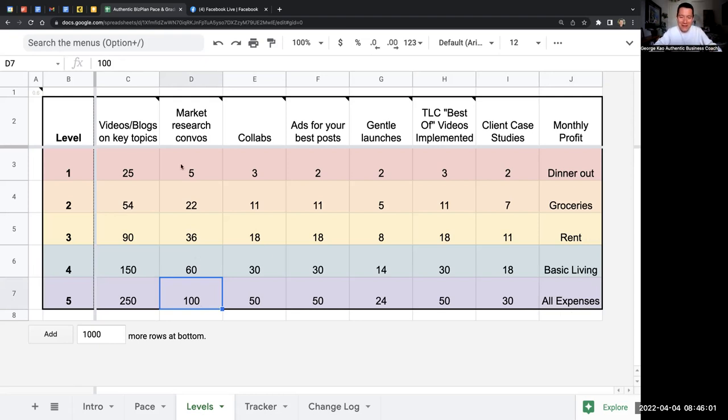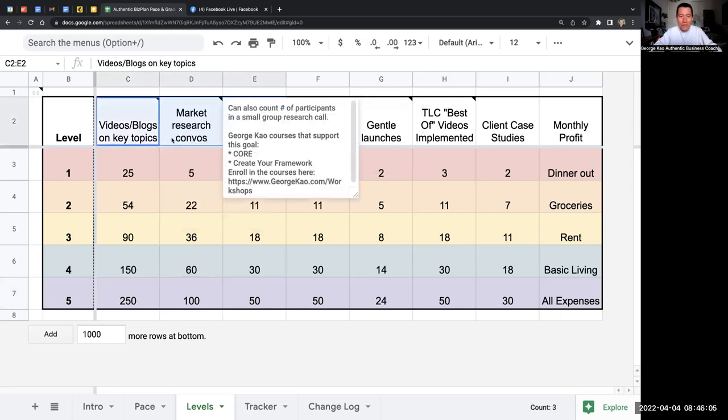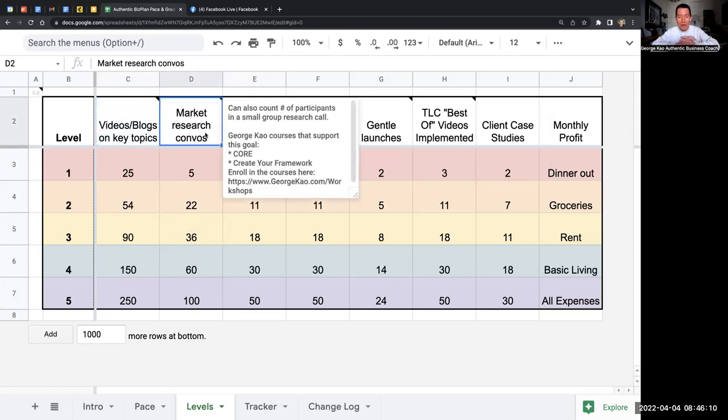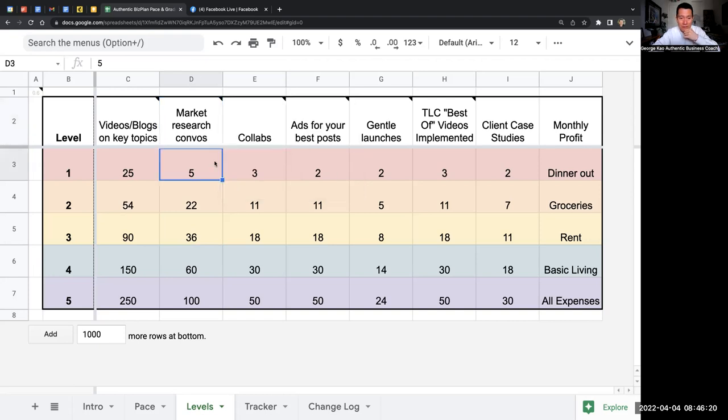Well, it's a combination of several things, really these three things. One, two, three, and then gentle launches. But market research conversations is a really big part of understanding your audience. And so if you do small group market research calls, you can count each person who's there as one of the participants. So maybe you do one small group research call with 5 people.